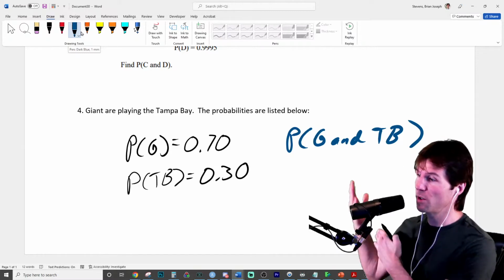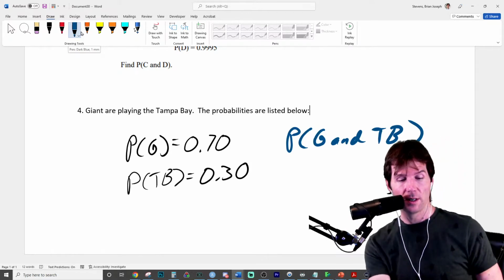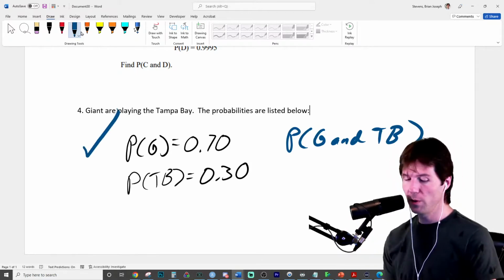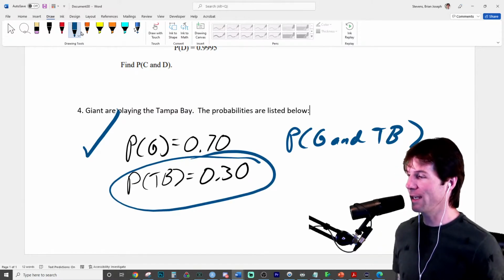This is the same question, just a different theoretical way of doing it. Because if the Giants win the Super Bowl, if I told you the Giants just won the Super Bowl, would you need to ask me about Tampa Bay? They were playing Tampa Bay this year, apparently. Would you need to ask me about it?